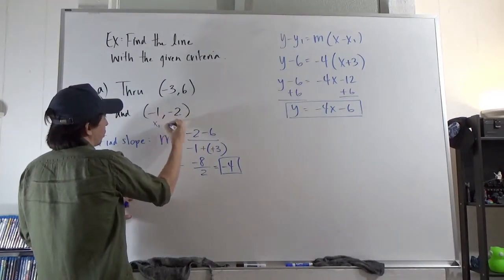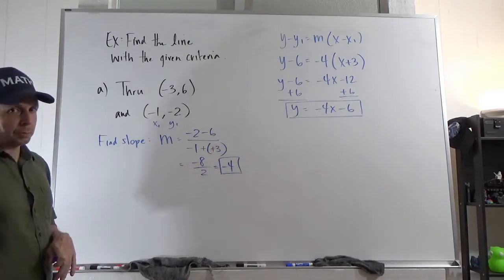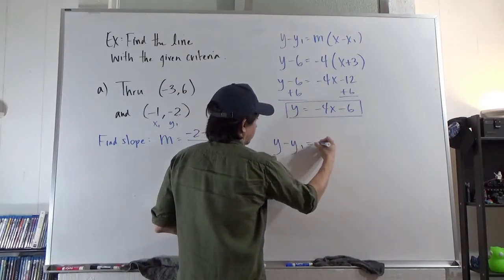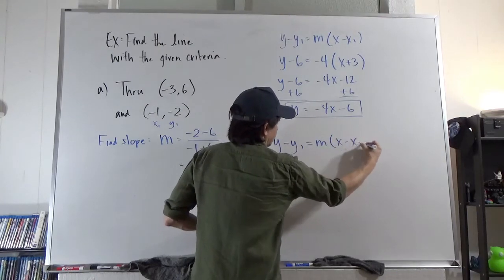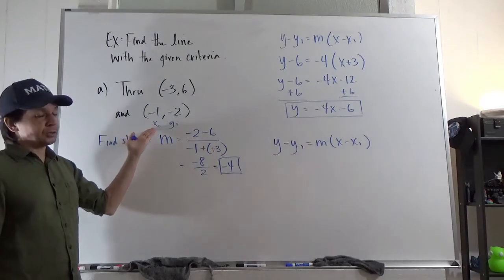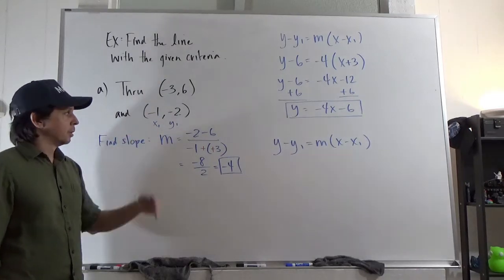Supposedly both of these points are on the line, so both of these points should serve the purposes of point slope form. So let me redo this. I don't have to, I'm done. But let me just convince you that if we use the other point instead, we'll get the same equation.